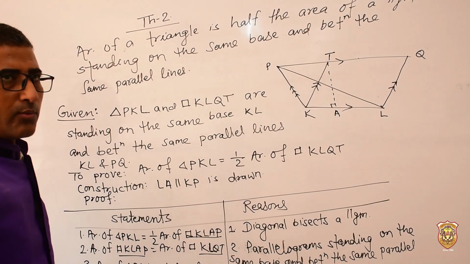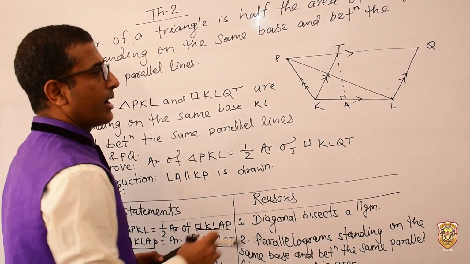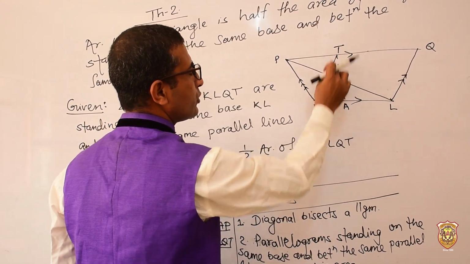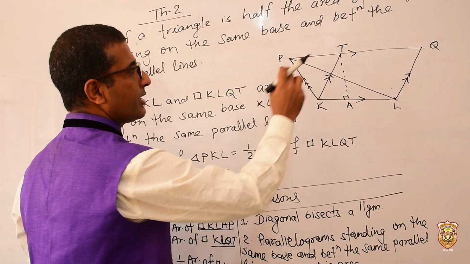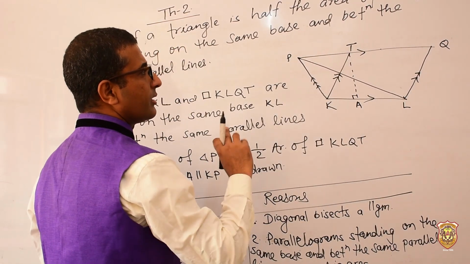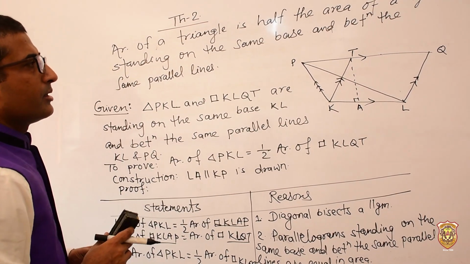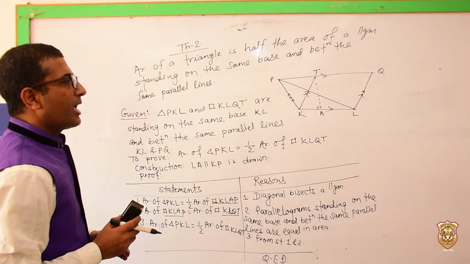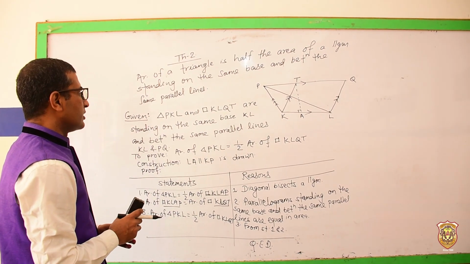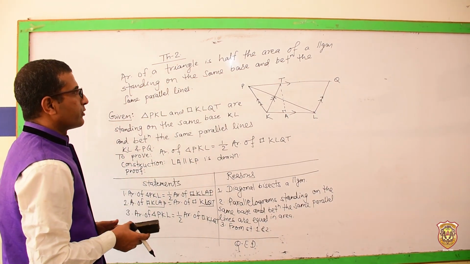So using the formula of area of triangle, 1 by 2 base into height, that is 1 by 2 KL into TA. Then the area of parallelogram is base into height, KL into TA. Then from first and second we can again prove that the area of triangle PKL is half the area of parallelogram KLQT. So you have two options for this theorem also.